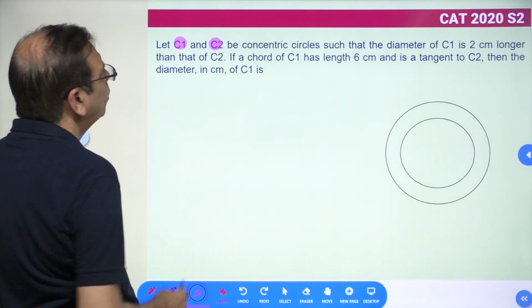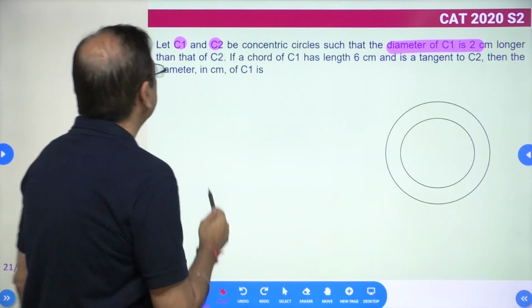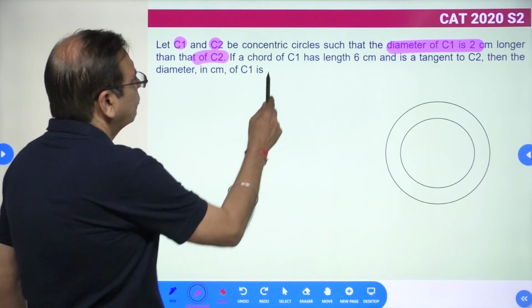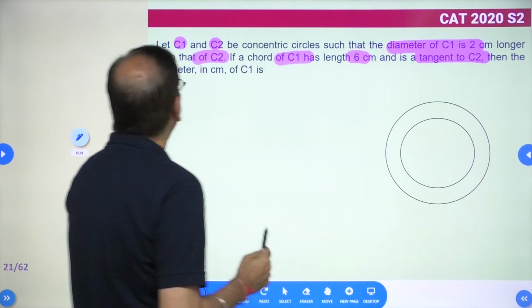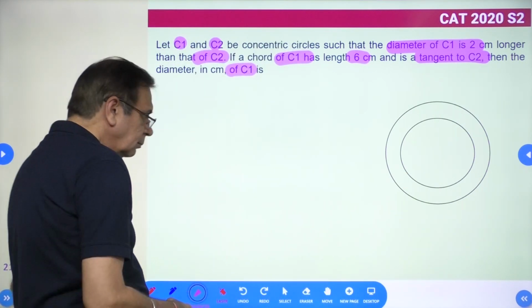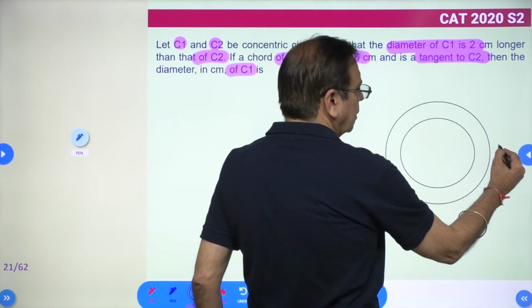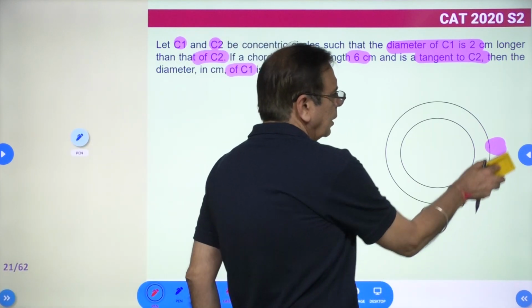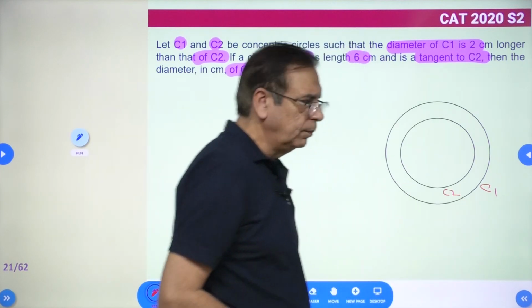Let C1 and C2 be two concentric circles such that the diameter of C1 is 2 centimeters longer than that of C2. The figure is made, we'll come to it. A chord of C1 has a length of 6 centimeters and it's tangent to C2. Then we need to find the diameter of C1. The bigger circle is C1, so the outer circle has to be C1 and the inner circle has to be C2.